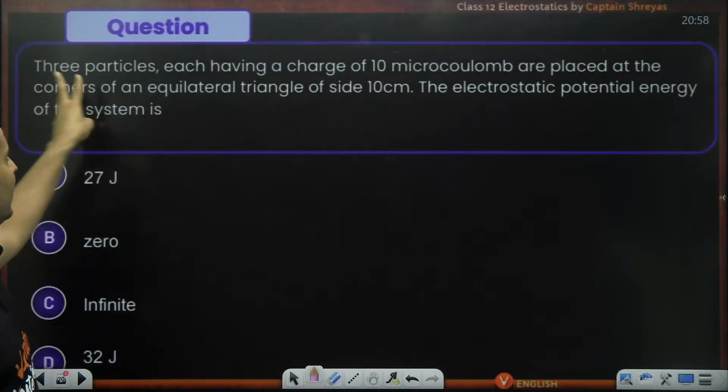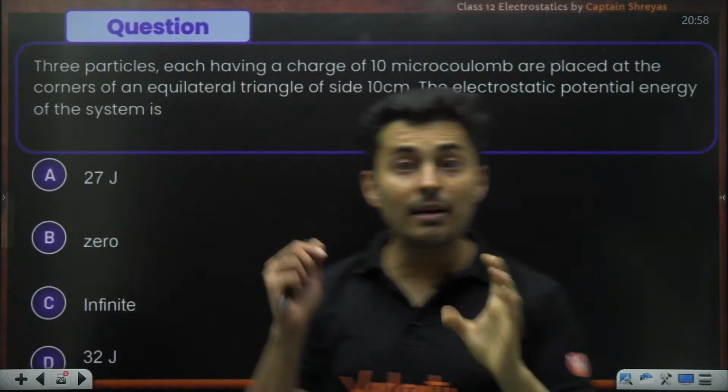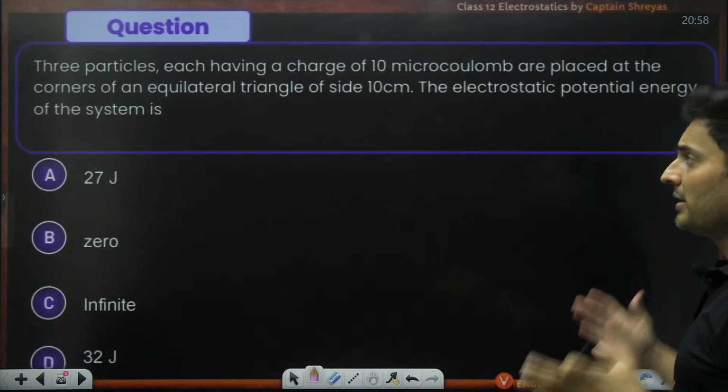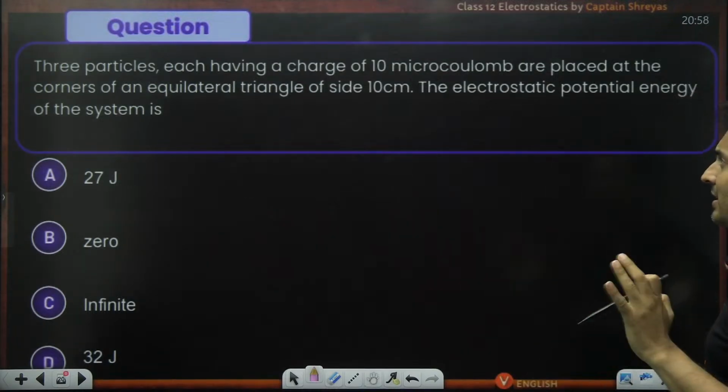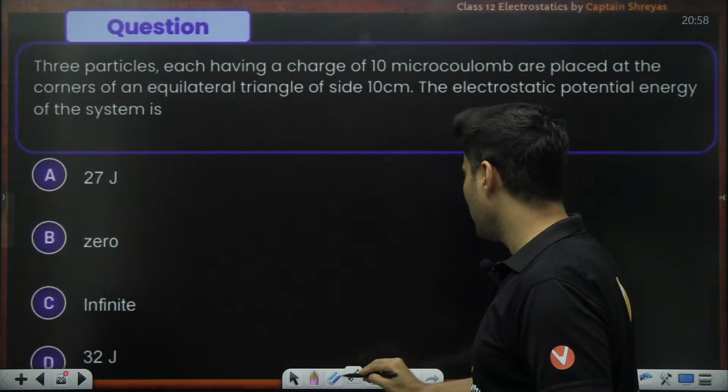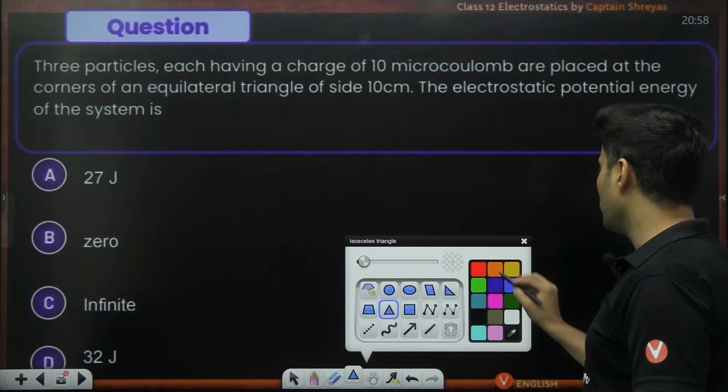Yeah, this one. 3 particles, each having a charge of 10 microcoulombs, are placed on the corners of an equilateral triangle of side 10 centimeters. The electrical potential energy will be how much? Let's try to do this question.